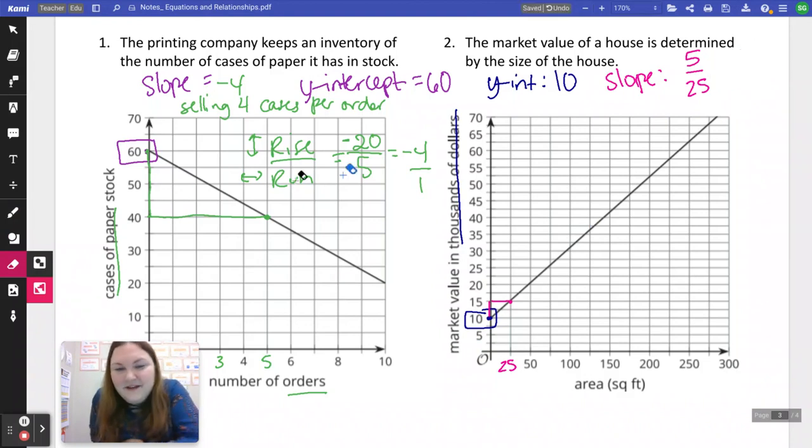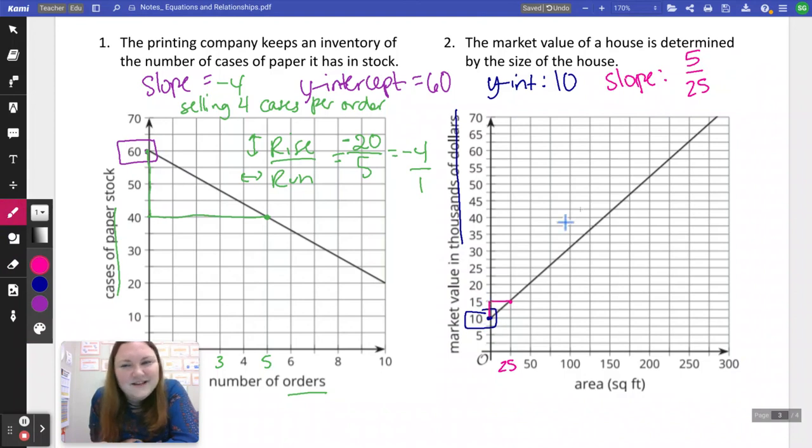So when I think about that 5 for my interpretation, I'm not going up $5, I'm going up $5,000. I'm going up $5,000 for every 25 square feet. So when I divide that out, it gives me 200, and that 200 is going to mean that your house value goes up $200 every square foot.